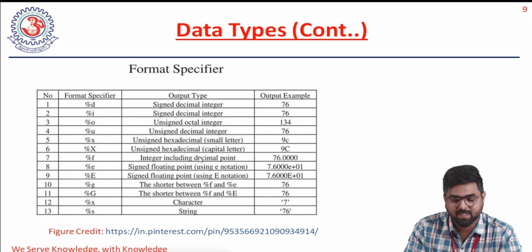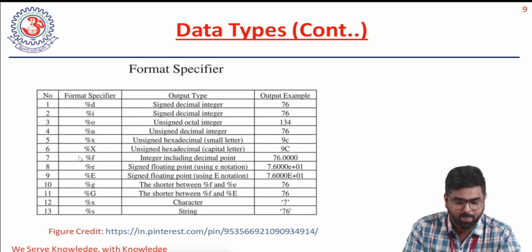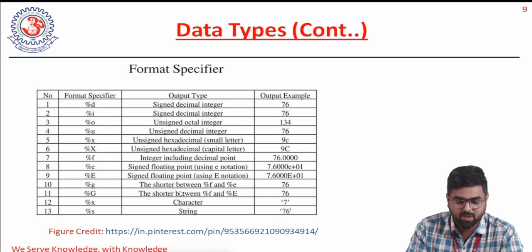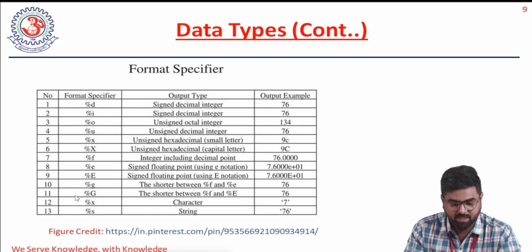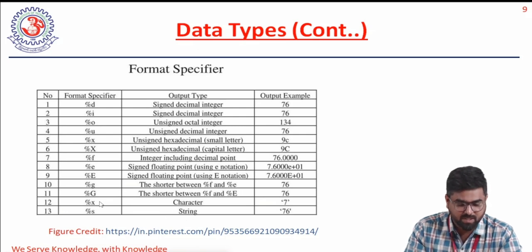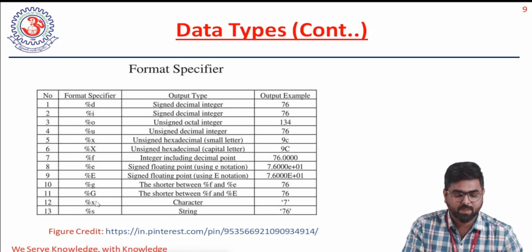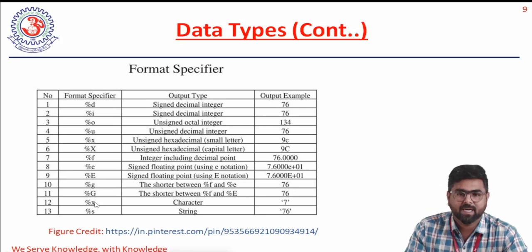will be used for unsigned hexadecimal with capital letters, and %f is used for a number including the decimal point, which is nothing but a floating point number, and %e is for signed floating point, and %E is for signed floating point using a capital letter, and %g is for the shorter between %lf and %e, and %G is for the shorter between %lf and %E, and %x is for character and %s for string. Actually this is %c, not %x. We can use %c for representing the character data type.